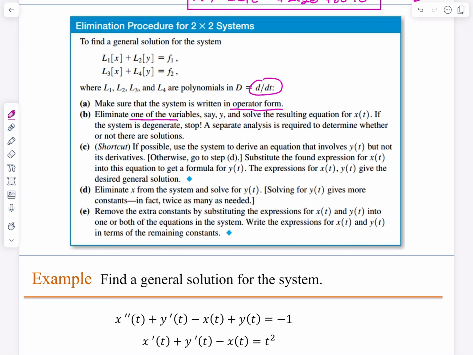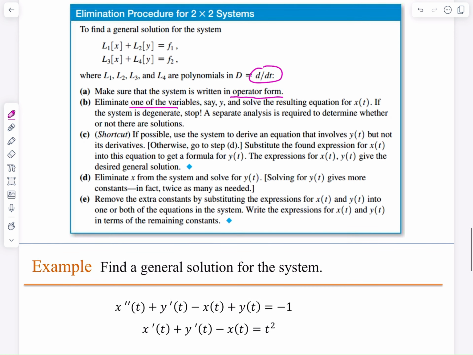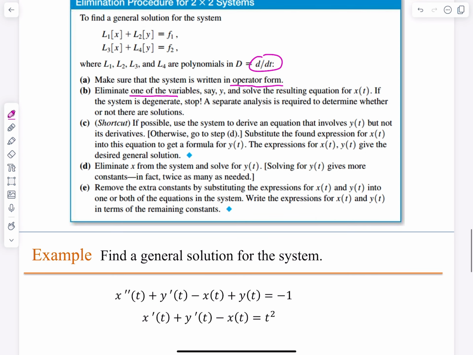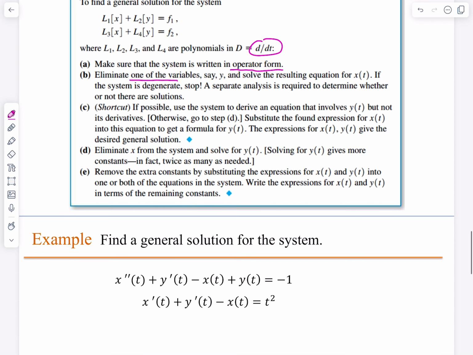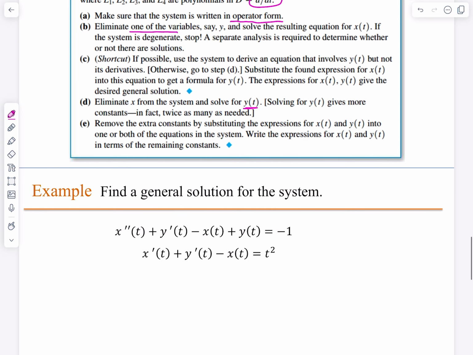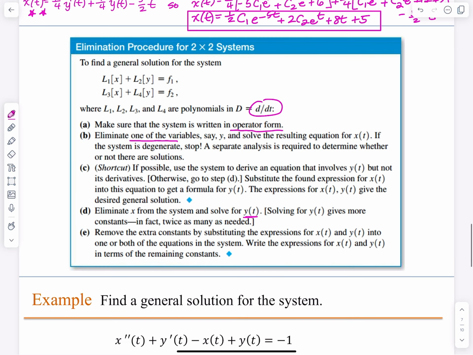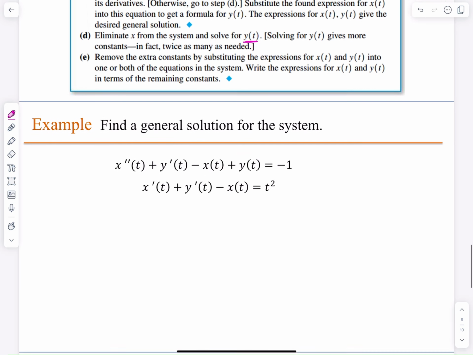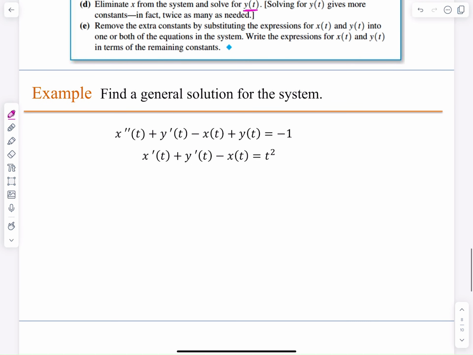We went ahead and solved for x of t, okay? So we are not going to have any degenerate systems here. So then you can go ahead and read the shortcut. We eliminated x from the system and we solved for y of t and so forth. So you can read through that procedure. Let's take a look at this next example. We're going to find a general solution for this system.